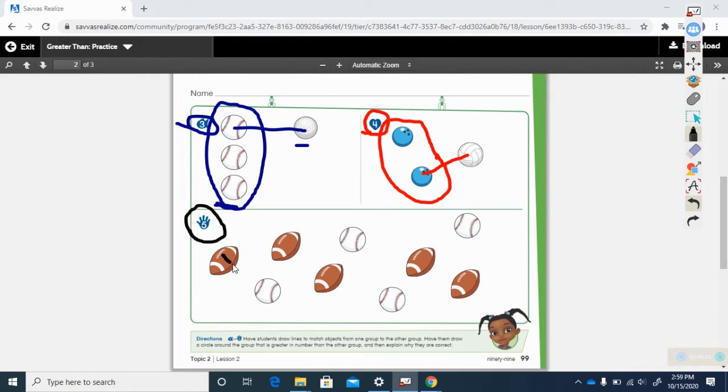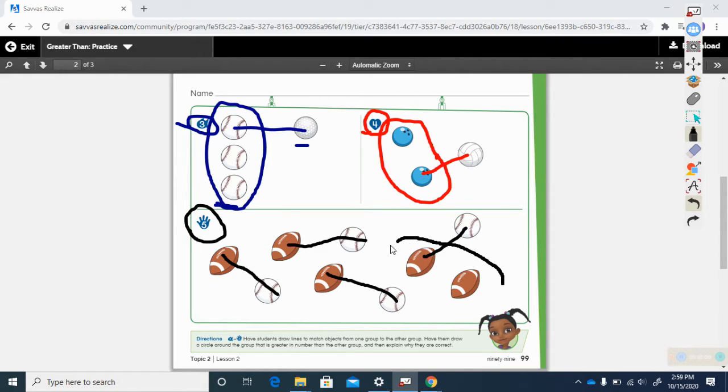Let's match this football to this baseball. We're going to match this football to this baseball. We're going to match this football to this baseball and this football to that baseball. Which group has some left over? Are there baseballs left over or are there footballs left over? There are footballs left over because this one was not matched with anyone.